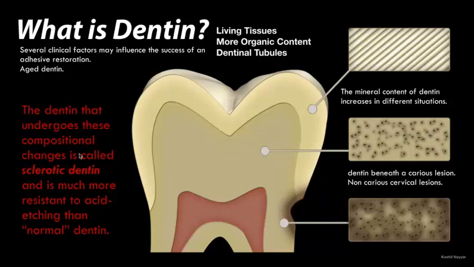And the dentin that undergoes these compositional changes, such as sclerotic dentin, it is much more resistant to acid etching, such as the normal dentin. Okay, and the dentin beneath a carious and non-carious cervical lesion has an altered content of the minerals.